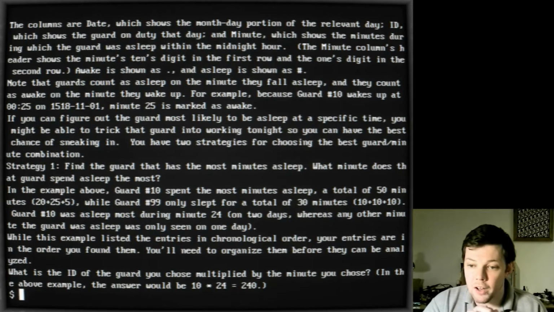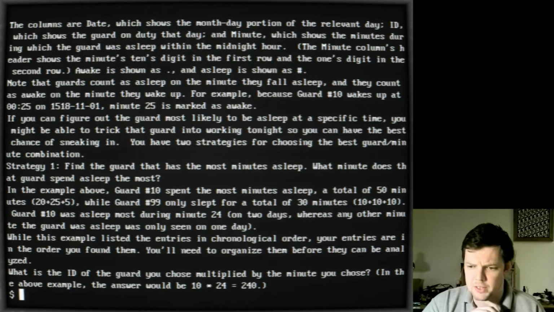If you can figure out the guard most likely to be asleep at a specific time, you might be able to trick that guard into working tonight so you can have the best chance of sneaking in. You have two strategies for choosing the best guard or minute combination. Strategy 1. Find the guard that has the most minutes asleep. What minute does the guard spend asleep the most? In the example above, guard 10 spent the most minutes asleep, a total of 50 minutes, while guard 99 only slept for a total of 30 minutes. Guard 10 was asleep most during minute 24.